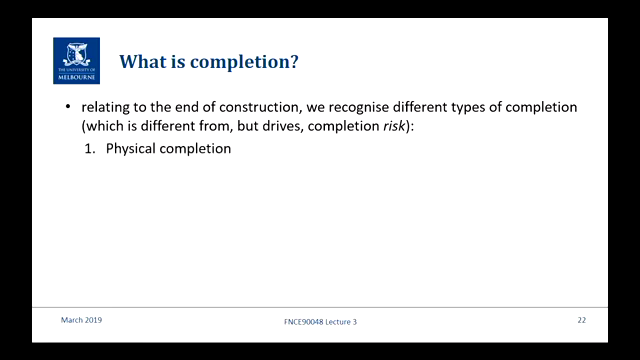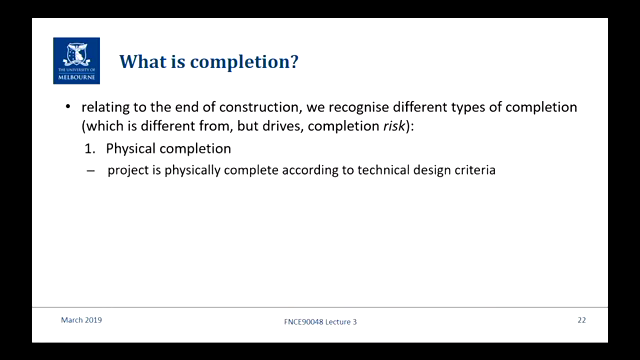So the different types of completion are physical completion. Now, when you first thought about, oh, it has to be completed, and then into operations, and then it goes non-recourse, then you most likely would have thought that means they have to finish the building. They have to finish all the construction. And you're right, that is one aspect of completion. That's physical completion, it's done.